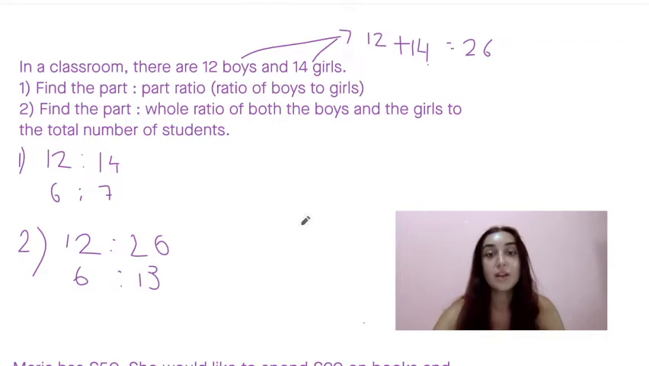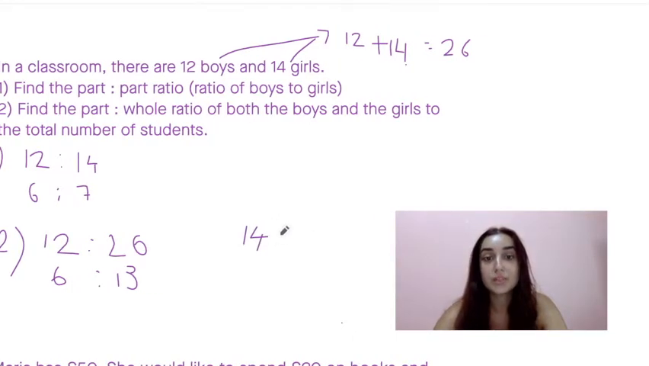And then we can find out the part-to-whole ratio for the girls to the total number of students. So that will be 14 to 26. Again, we can simplify this and it will give us 7 to 13.